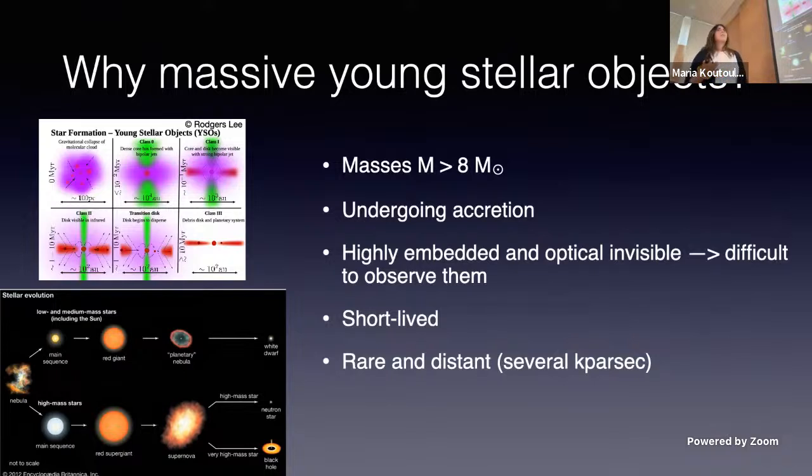In order to understand how these stars are formed, we need to go to the earlier phases of star formation, the so-called massive young stellar object phase. We're mainly talking about masses of more than 8 solar masses. They're still undergoing accretion, and they're highly embedded, so we cannot observe them at optical wavelengths. That also makes them more challenging to detect. They're short-lived, especially in comparison to low mass stars, but also quite rare, not as frequent as low mass stars, and really distant, several kiloparsecs away.